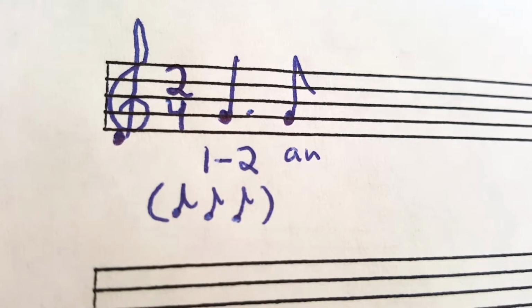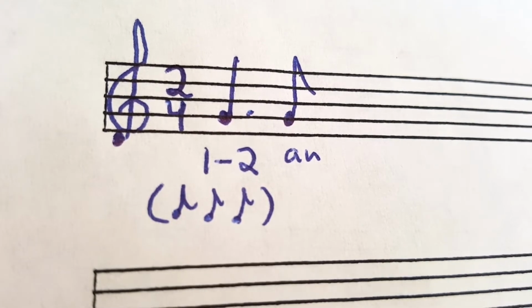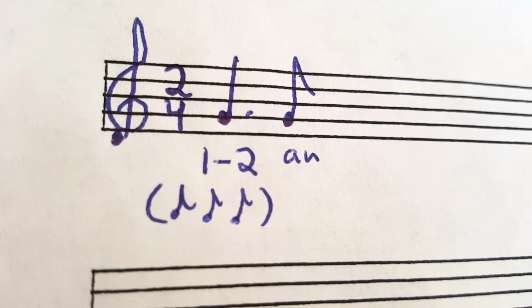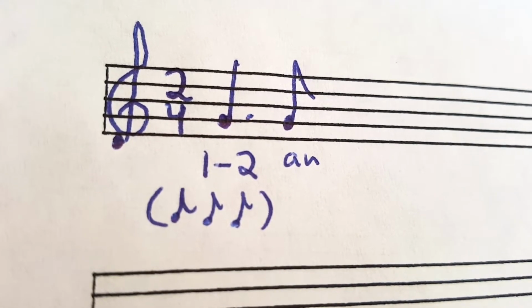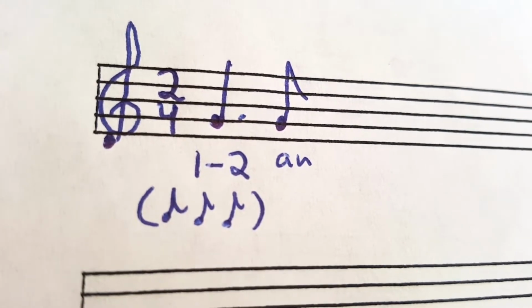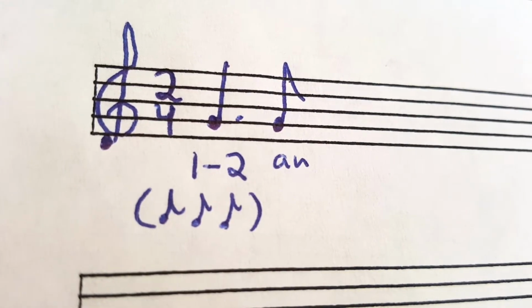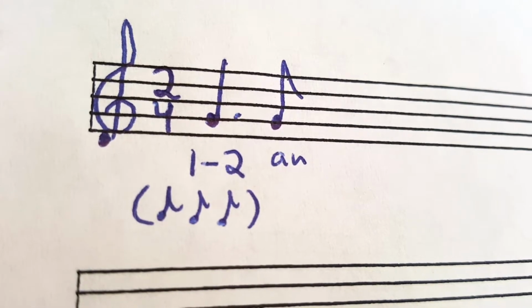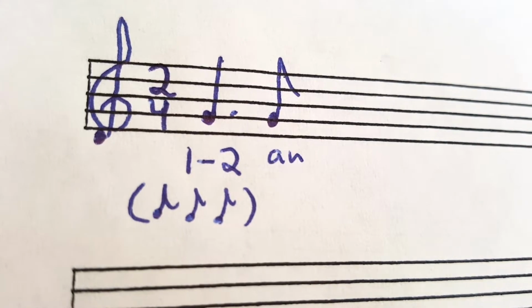This is how the dotted quarter note is used in the context of 2/4 time. In 2/4 time, there are 2 beats in each measure. The top number tells us how many beats there are in each measure. The bottom number tells us what note gets the beat. So a 1/4, and the quarter note is going to get the beat here.